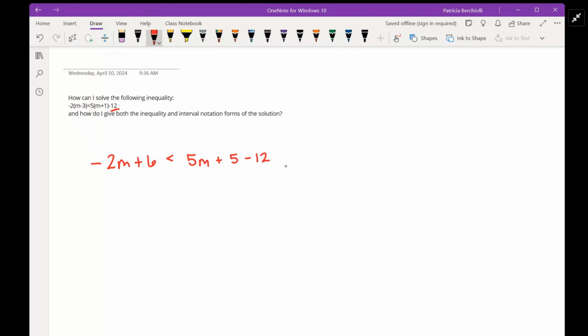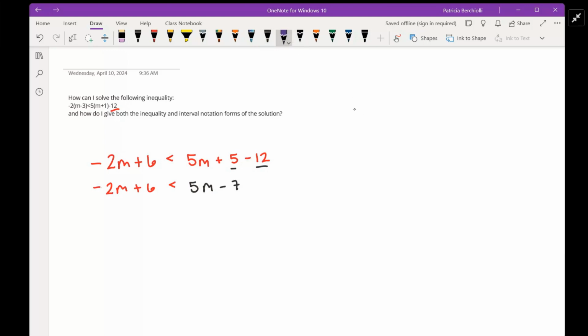So once we clear the parentheses, we want to now combine like terms. On the left side, there's nothing to combine. So that's just -2m plus 6. On the right side, we could combine the 5 and the -12. 5 minus 12 is -7. So we have 5m and then minus 7.